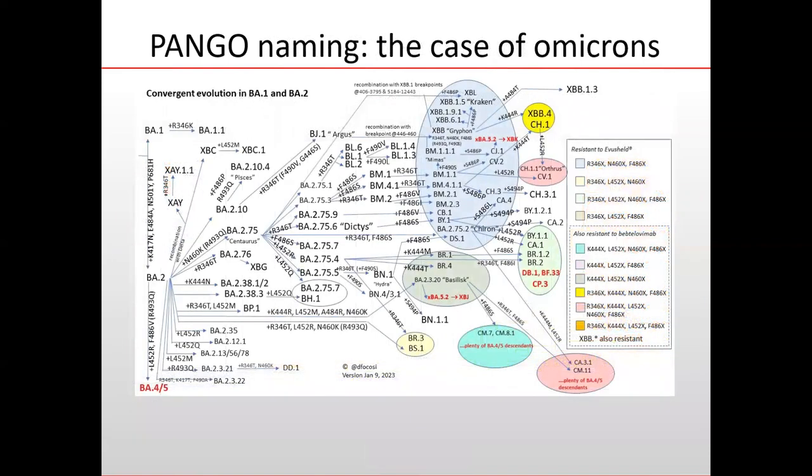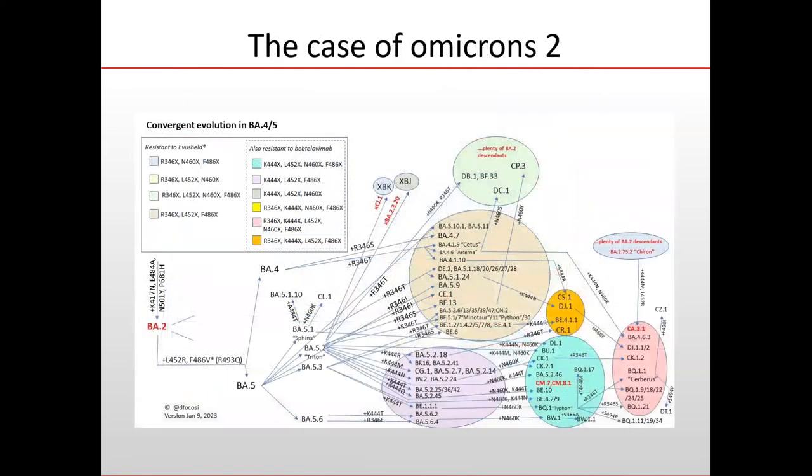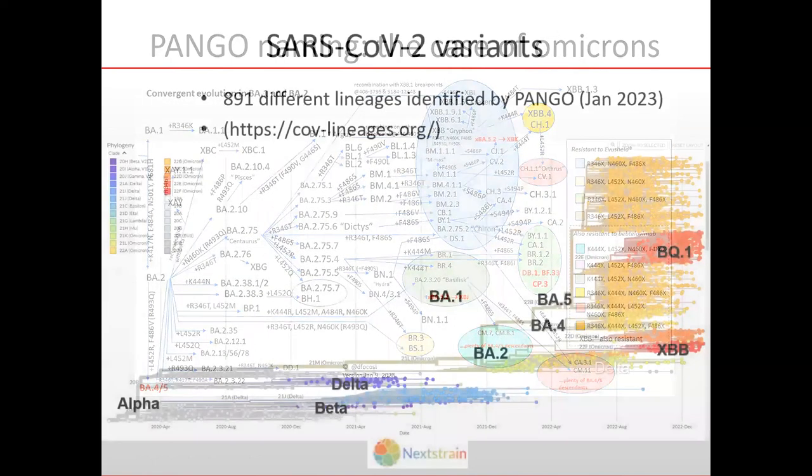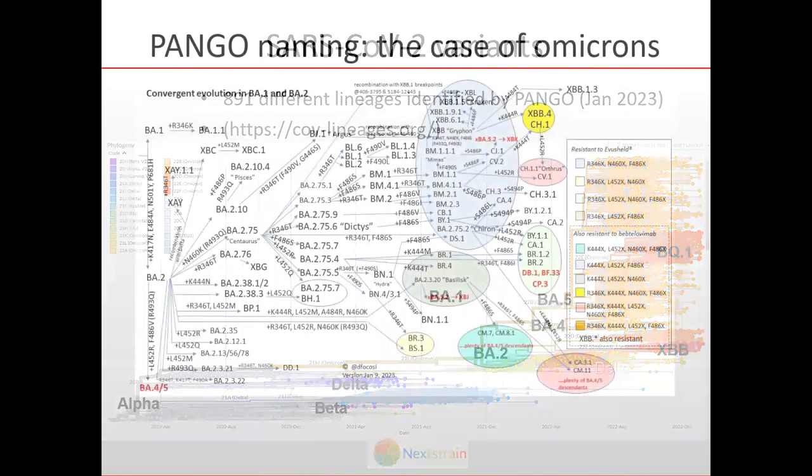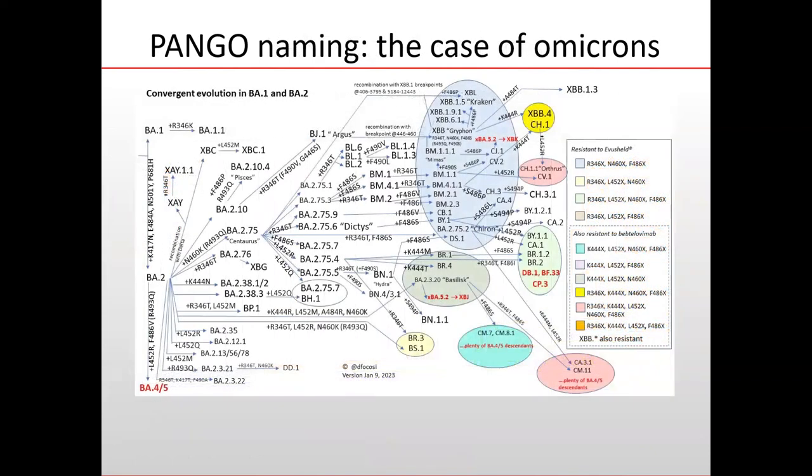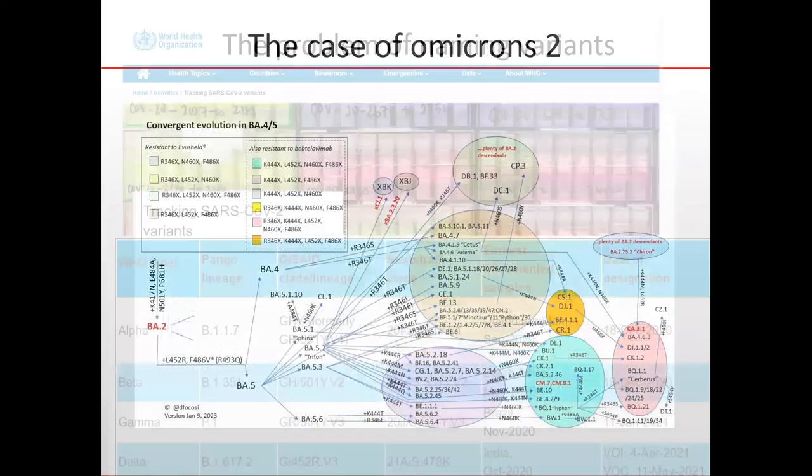This is Pango, which is a very important resource for variants in coronaviruses, the way they name the different lineages in Omicron. So this is the BA.4.5. So don't read everything. Of course, it's quite a mess. And this is BA.2, okay? So you see, it's pretty completely different from what we use in Nextstrain, and it's much more detailed, but it's a bit confusing if you look at it at once.